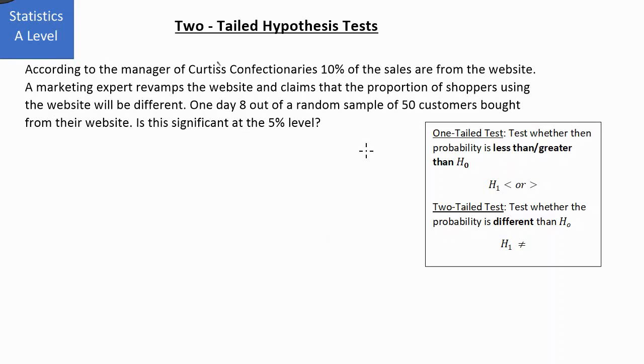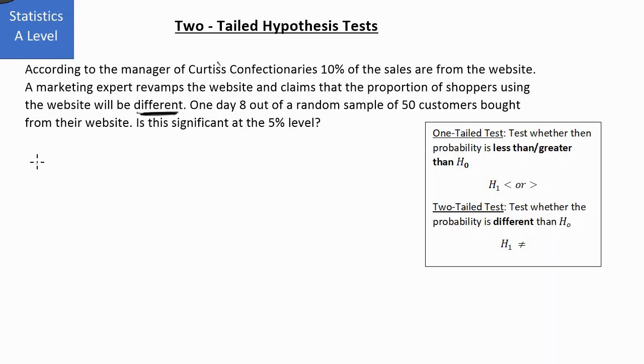Now, in the previous video, we learned how to tell the difference between a one-tailed test and a two-tailed test by the wording in the question. Now, this one is a two-tailed test because it says a marketing expert revamps the website and claims that the proportion of shoppers using the website will be different. Not less than or greater than, different. So we know it's a two-tailed test.